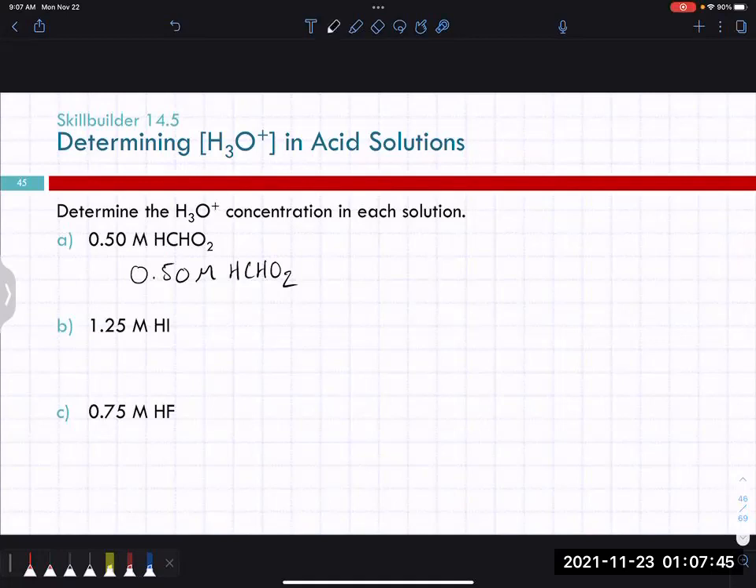So that means that if this is a strong acid, then all of our protons are going to be hydrolyzed. They're going to be added to waters and hydroniums. So our concentration is actually going to be the same. And actually, let me write it like this. We have one ionizable proton, one H plus for every HCHO2. So then our concentration will be the same, 0.50 molar H plus. Or this one looks like it wants H3O plus.